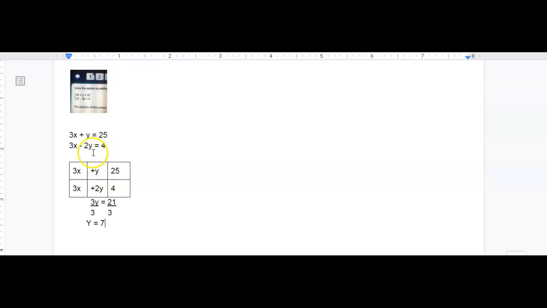Now we have to figure out what x is. The person I helped saw that this was the easiest equation. I see it as simpler because it already has the y by itself. So I'm going to use 3x plus y equals 25, and substitute the value that we found. The y is 7, so I have 3x plus 7 equals 25. I replaced the y with the value we found, 7.